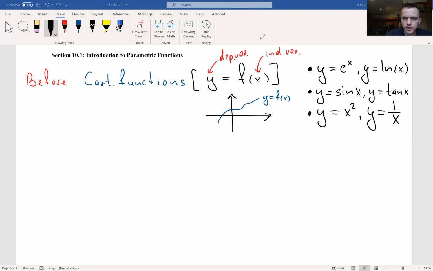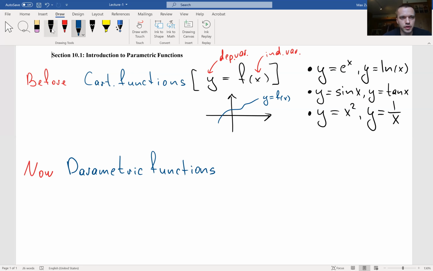Okay, but now, it's not this one. Now we're going to study something interesting. Now we're going to study parametric functions for the first three days. So what is a parametric function?